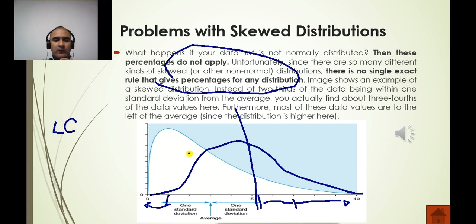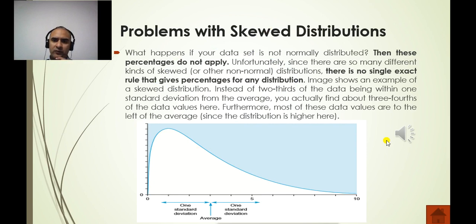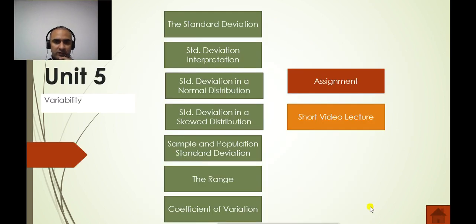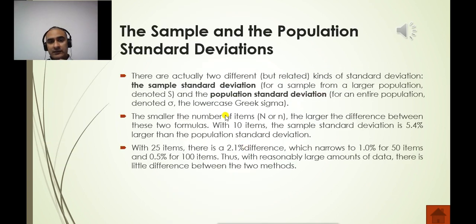But in this case, like I said, when we have skewed distributions, we cannot do such a thing, and that's why we need to transform the data and make it a normal distribution. Okay, so now we have the sample and population standard deviations.